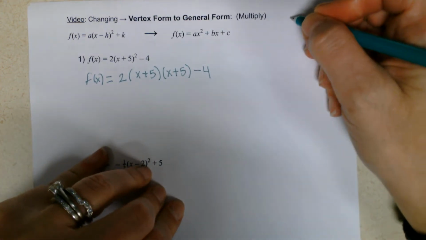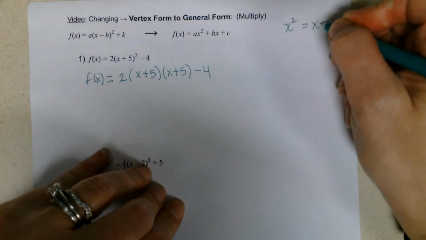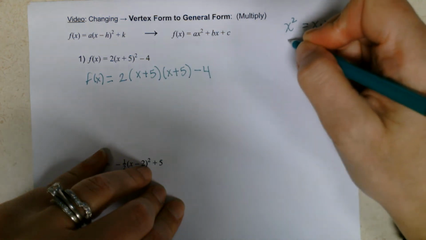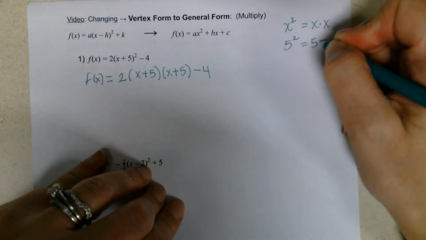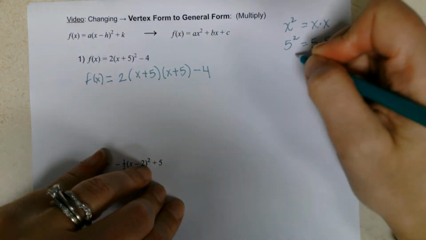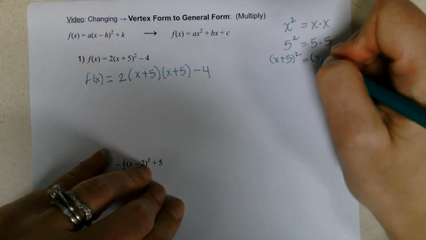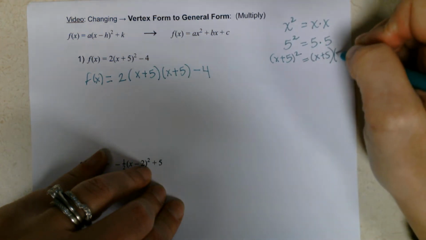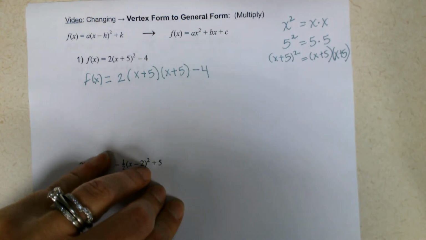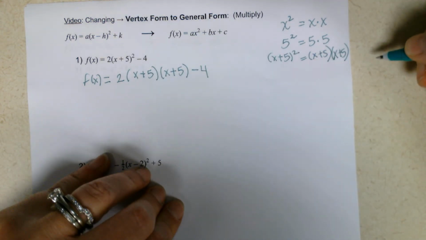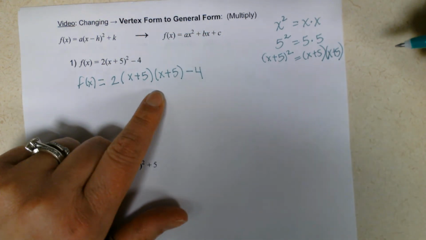Let's just take a little side note. If we have x squared, that really equals x times x. If we have 5 squared, that really means 5 times 5. If we have x plus 5 squared, that is x plus 5 times x plus 5. We need to write them out, all the way out.